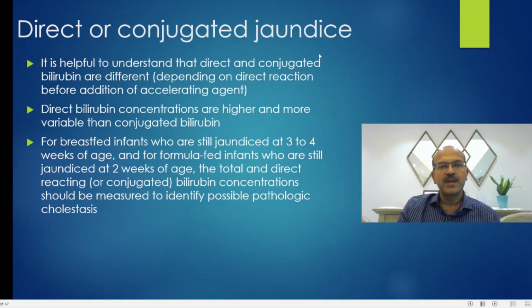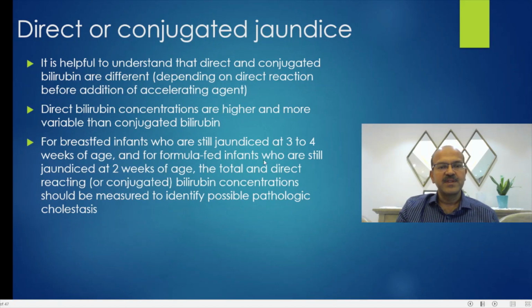So the conjugated bilirubin is always a little lower than the direct bilirubin, because some part of the indirect bilirubin also reacts directly, a small percentage, and that's why the higher the indirect bilirubin, the higher the direct bilirubin as well. So because of this, the direct bilirubin concentrations are higher and more variable than conjugated. However, you have to follow whichever your lab is using.